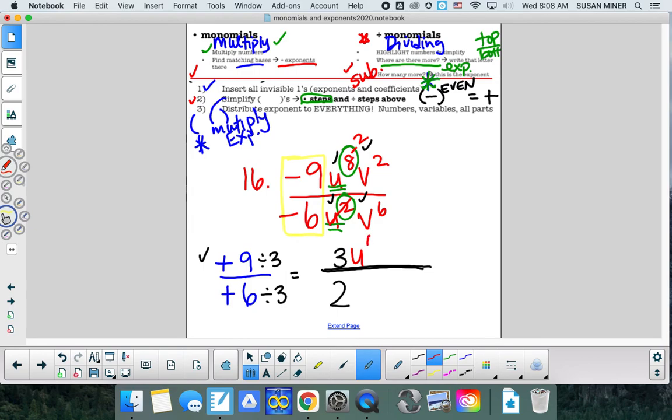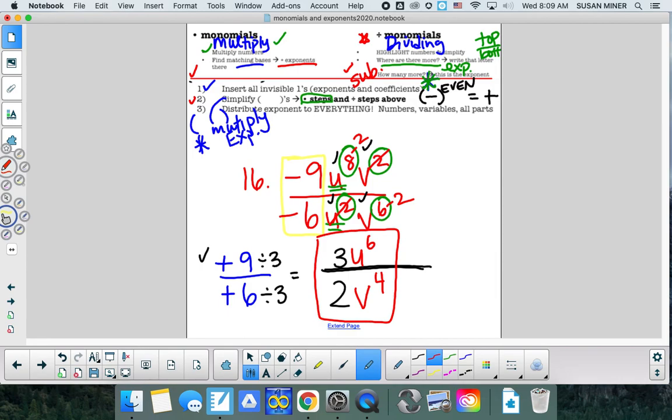So 8 minus 2 is 6. And then I do the same thing for the v's. There's 6 on top, there's 2 on bottom. And so the leftover v's are going to end up on bottom. And I'm going to end up with 4 v's on the bottom. And there's my final answer.